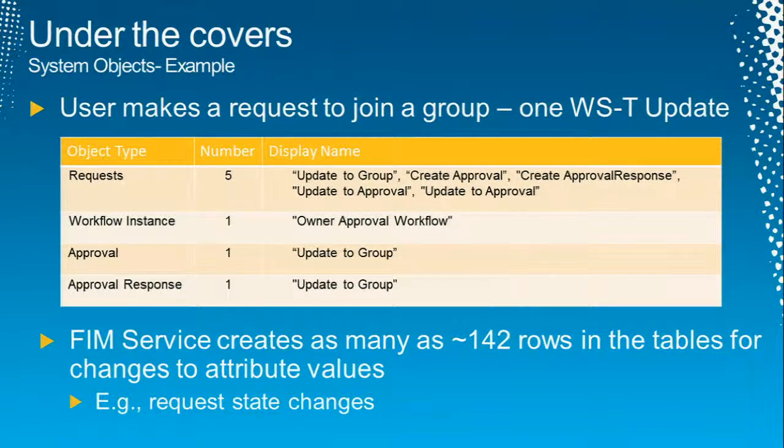We're going to have a compensating object or a correlated object that updates the approval. So we're going to keep updating the state of the request. We're going to keep updating the state of the workflow. Each one of these is going to cause more and more rows to go into the different tables. Probably you're going to have about 140 (we just did a measurement a few minutes ago) different row updates occurring within the FIM service database for a single join group request. The reason for that is all of these objects, the requests, the workflow instances, the approvals, the approval responses, are actual real FIM objects, just the same as the group.